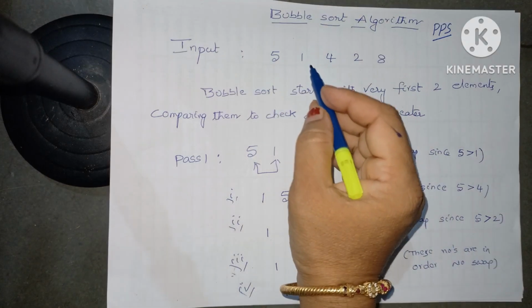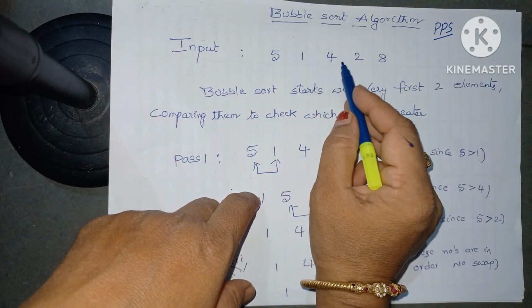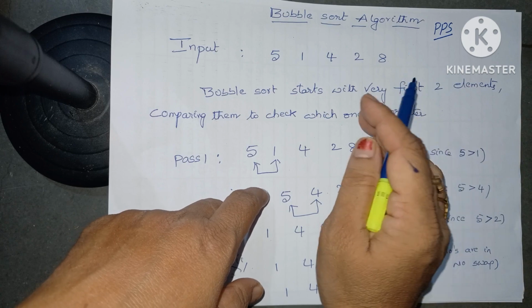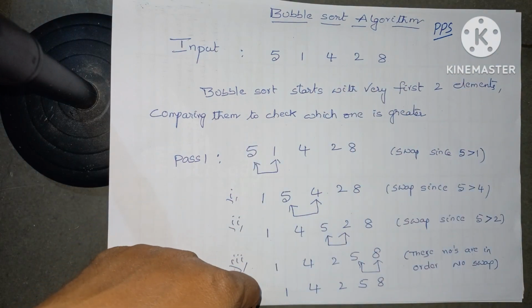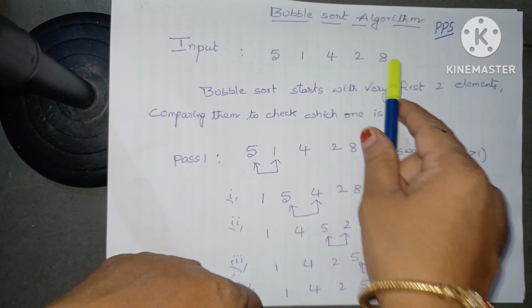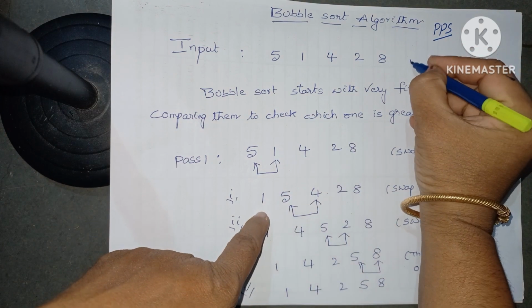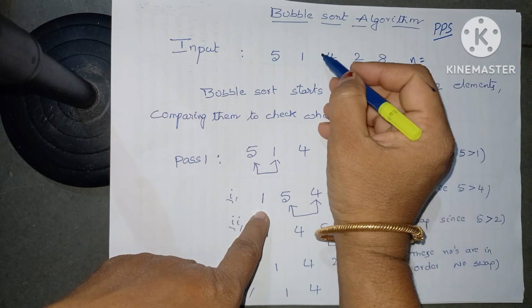First, we will take one array, a list of elements. The list of elements is 5, 1, 4, 2, 8. All the elements are stored in the form of an array. Now, how does bubble sort work? How many elements are there? 1, 2, 3, 4, 5 elements are there, meaning the number of elements is n.